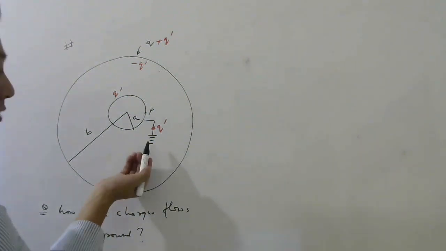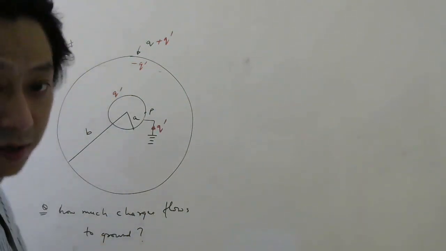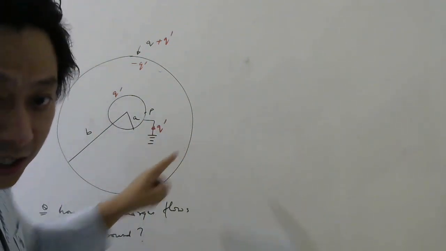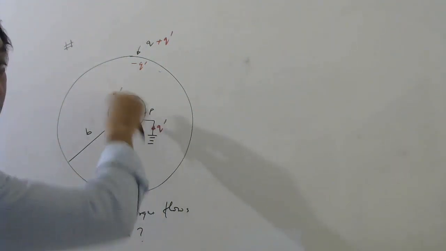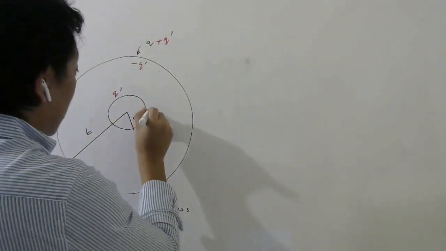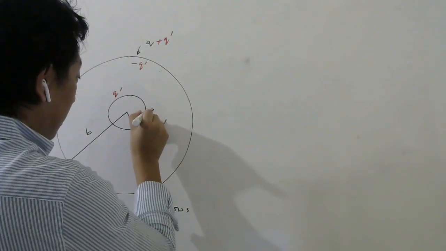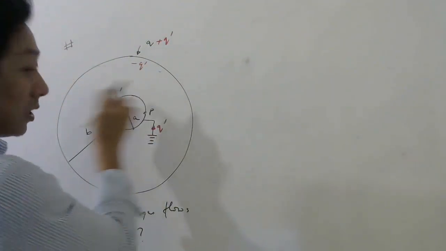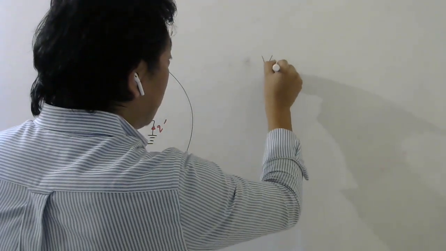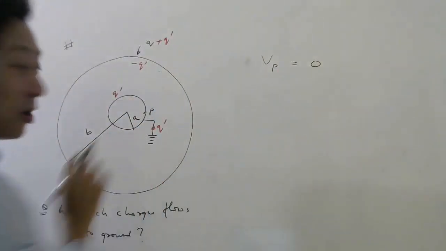Let me calculate how much charge comes from the ground. If it comes positive, it means my direction is correct. If it comes negative, it means my direction should be opposite. That's it. Let us solve now. This time, which point is connected to ground? The inner conductor. So if I take a point on the inner surface, potential at P must be 0 because it is grounded.